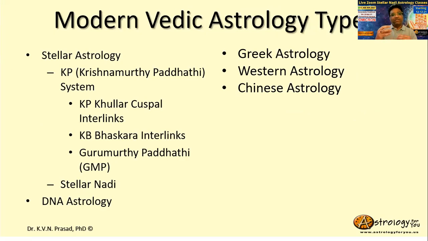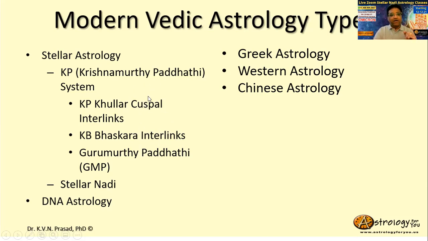Under the KP method, there are a lot of people who learned directly from Mr. Krishnamurti, his direct disciples. Later on, they made some changes and came up with their own sub-methods. One is KP Kullar, Kasper interlinks, and the other is KB Bhaskara interlinks. KB Bhaskara is now getting popularized in Tamil Nadu. Both are similar, and the rules are quite similar. I'm not sure who came up with it first.